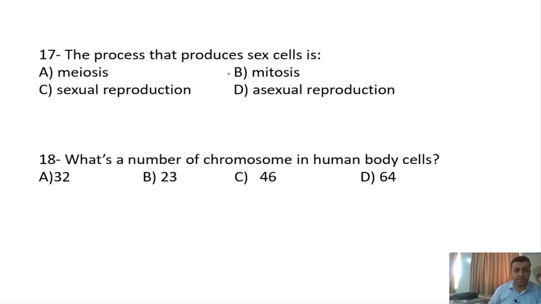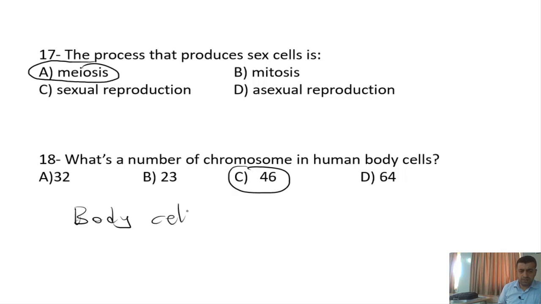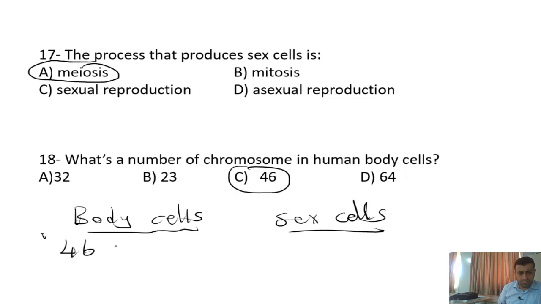Question 17. The process that produces sex cells is meiosis. What's the number of chromosomes in the human body? It is 46. But there are two types of cells in our body: body cells and sex cells. Body cells have 46 chromosomes. Sex cells have 23 chromosomes.